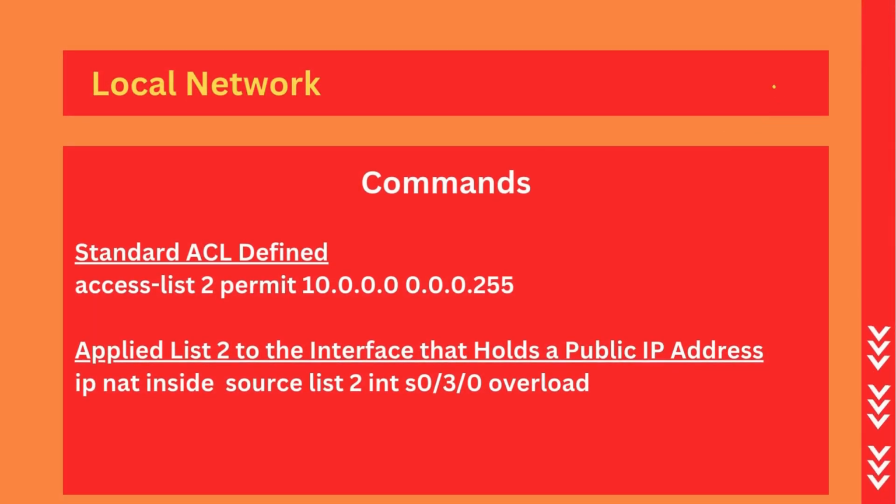Two commands must be issued on router 1. They are listed on the screen. The first command creates a list of network addresses. I want all of the PCs to have internet access. This command creates an ACL, or access control list, to hold this group of addresses. The second command applies the list to an interface for PAT, or port address translation. The command points to the interface of the router that holds the public address.